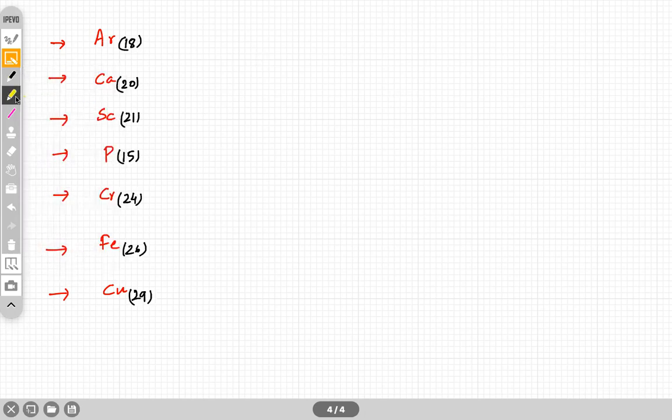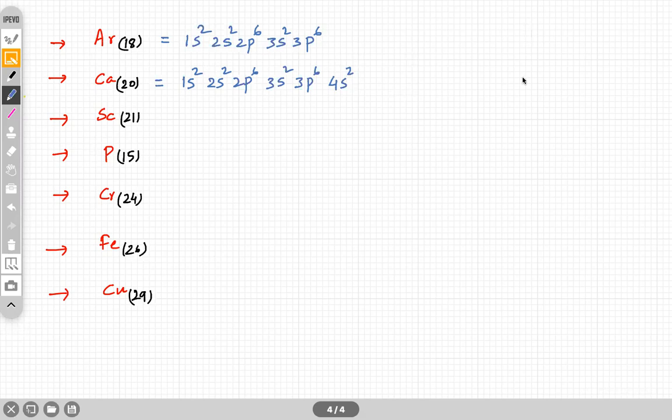So the electronic configuration here for argon is 1s2, 2s2, 2p6, 3s2, 3p6. For calcium, it is 1s2, 2s2, 2p6, 3s2, 3p6, 4s2, right?